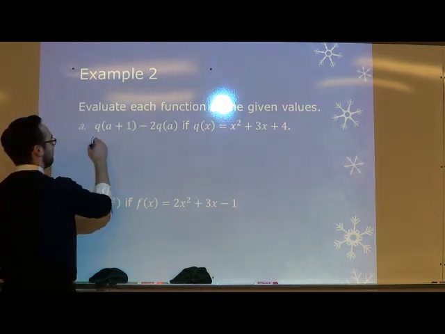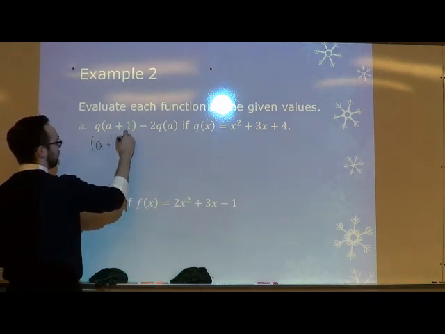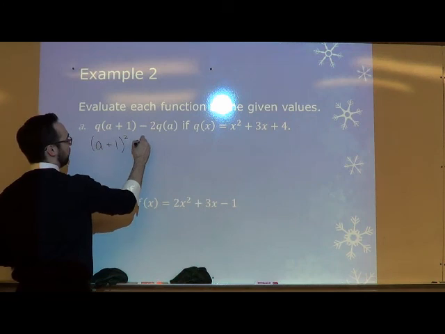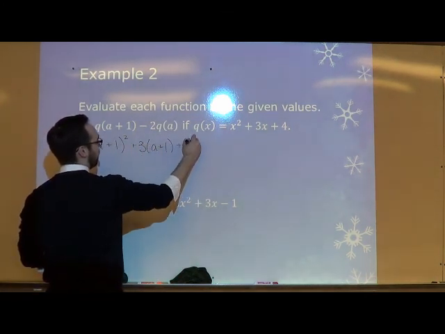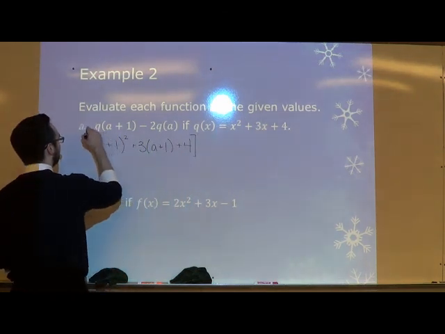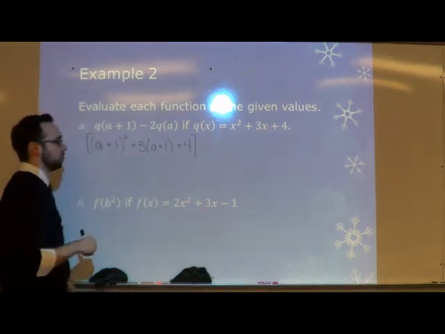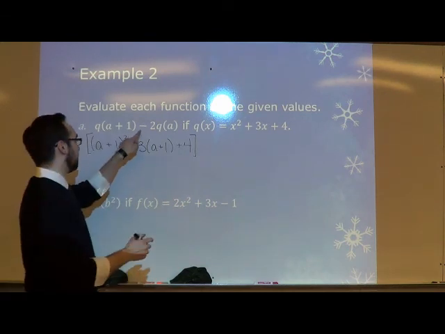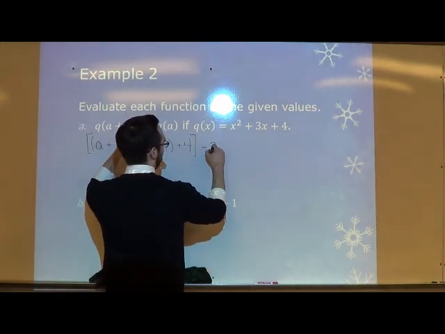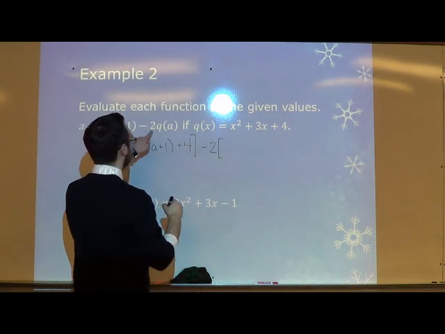So I have (a plus 1) squared plus 3 times (a plus 1) plus 4. So that's all this first piece, q of a plus 1. Everywhere that I saw an x, I replaced it with a plus 1. Now minus 2 times q of a.